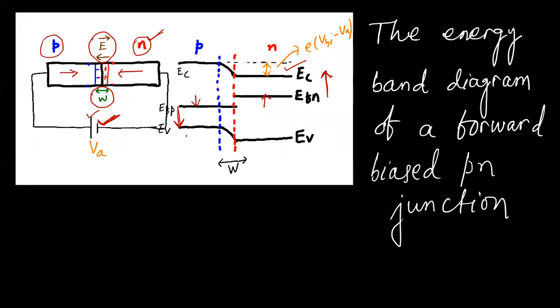Based on this concept, we will discuss what the majority charge carriers and minority charge carriers are in both the p and n regions, and then we will consider the ideal current-voltage relationship, and we will be able to establish a relationship between the majority and the minority carrier concentrations in the n region or in the p region.